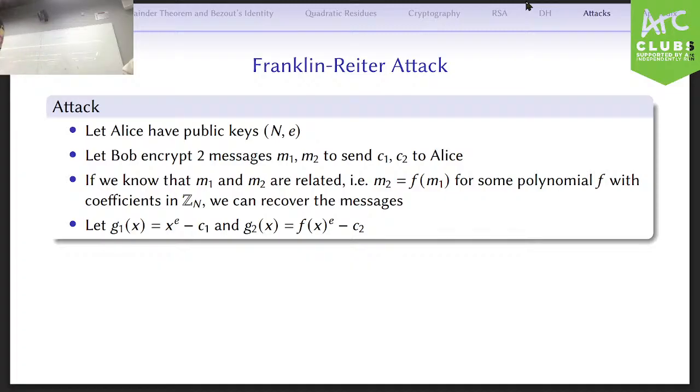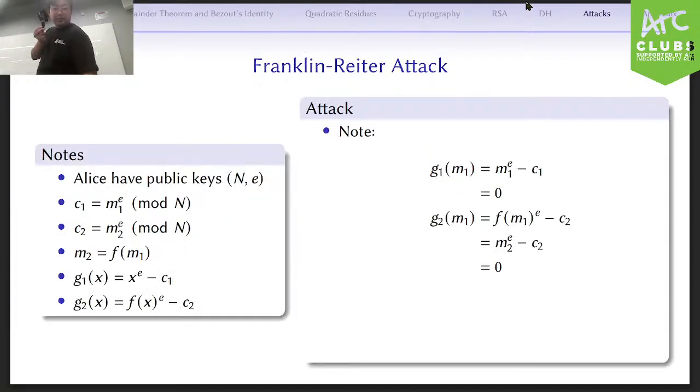So yeah, recall f of x is just what we're going to call the relationship between m1 and m2. Say Bob was sending 2 consecutive numbers over to Alice, and he encrypts both of them and sends them over. Then we know the relationship between the numbers is just f of x equals x plus 1. Cool, so we define these two functions. Nice, we'll have them on the side. The first observation we can make is that if we plug m1 into both of them, it will both result in 0, right?